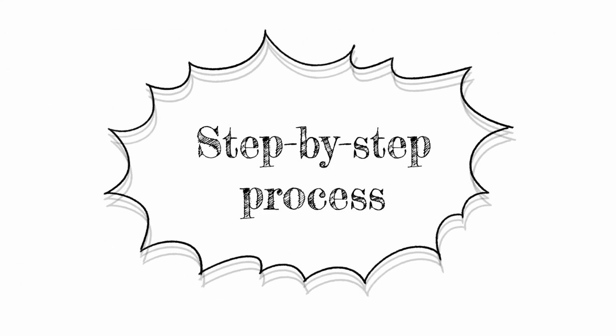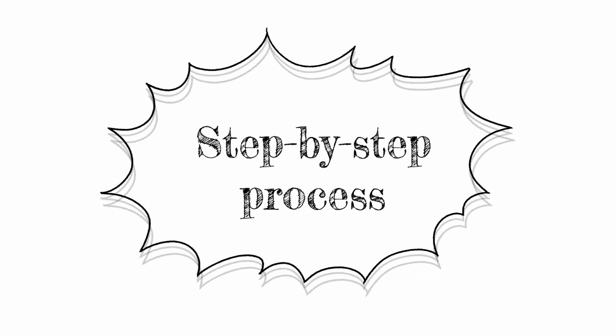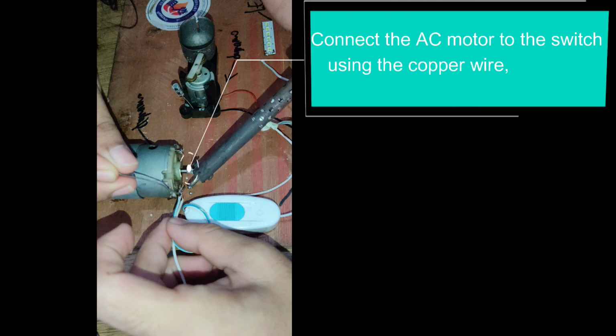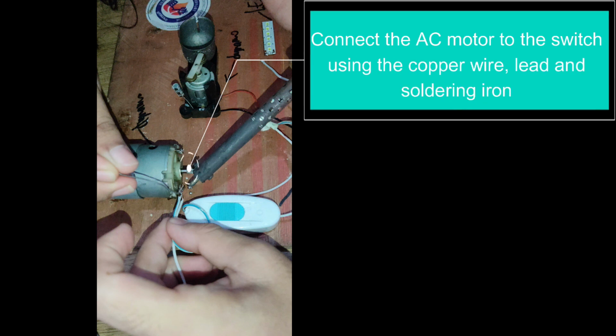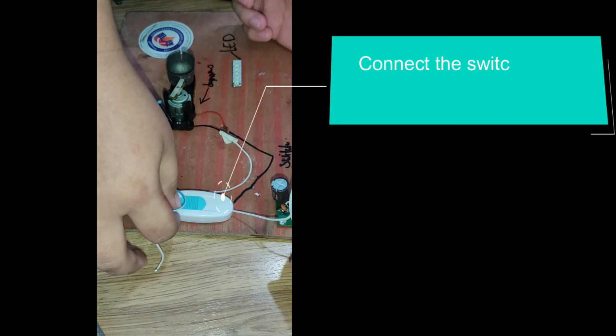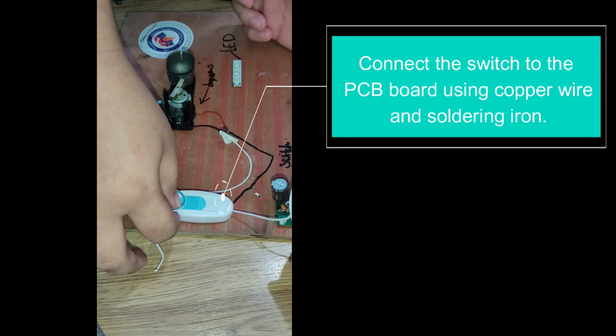Here's our step-by-step process making our electric power free energy generator. First, connect the DC motor to the switch using the copper wire, lead, and soldering iron. Second, connect the switch to the PCB board using copper wire and soldering iron as well.